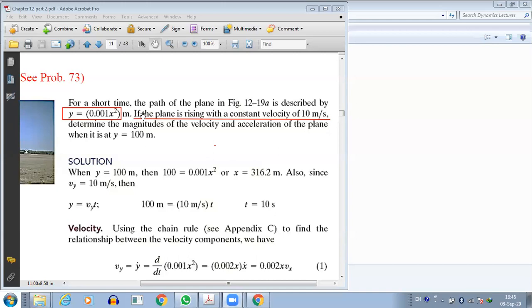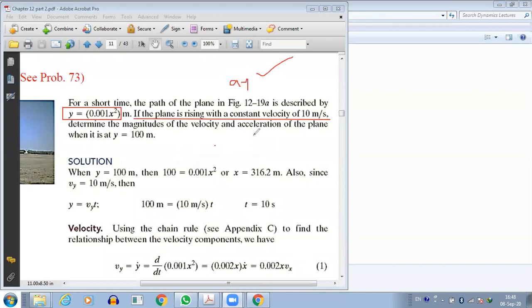This is one sentence which looks very simple, but it gives you some very, very key information. One key piece of information is that the plane is rising. Rising means we're talking about the y direction or the x direction? We're talking about the y direction. So the plane is rising with a constant velocity, so velocity is constant. Since the velocity is constant, the first information you have is that ay is given. Let me write here: ay is given, and this is 0.